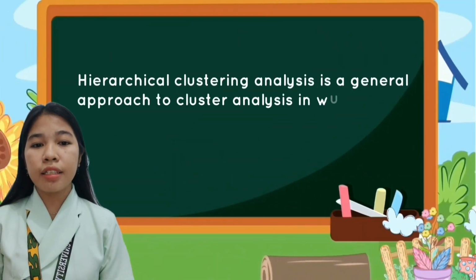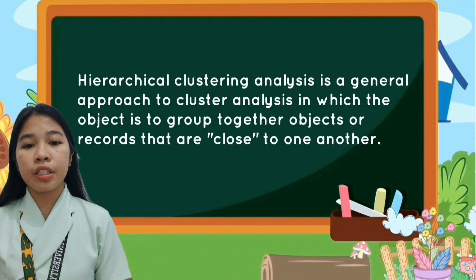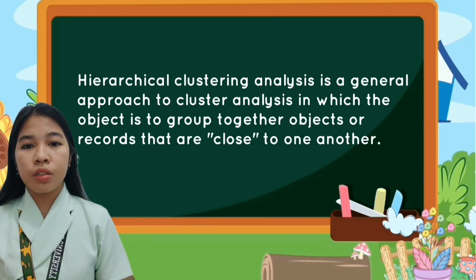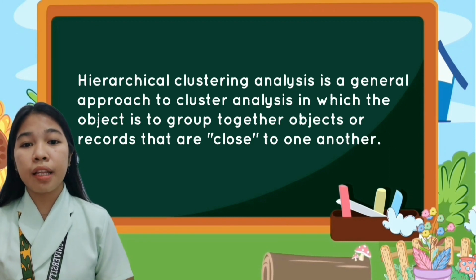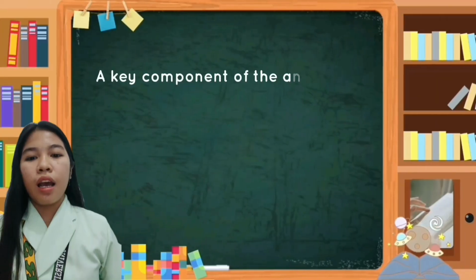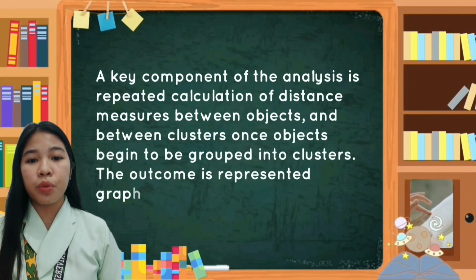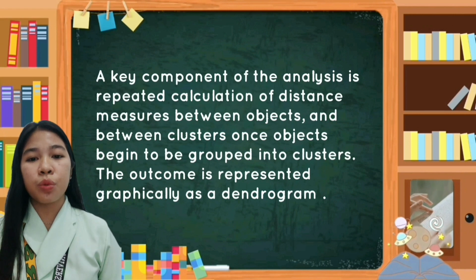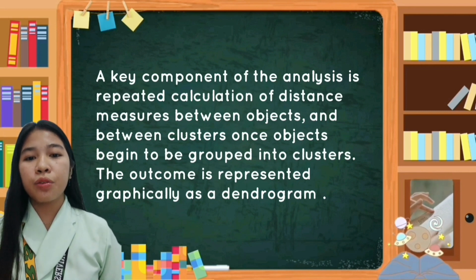Hierarchical clustering analysis is a general approach to cluster analysis in which the objective is to group together objects or records that are close to one another. So it says here that hierarchical clustering analysis is an algorithm that groups similar objects into groups called clusters. A key component of the analysis is repeated calculation of distance measures between objects and between clusters. Once objects begin to be grouped into clusters, the outcome is represented graphically as a dendrogram.